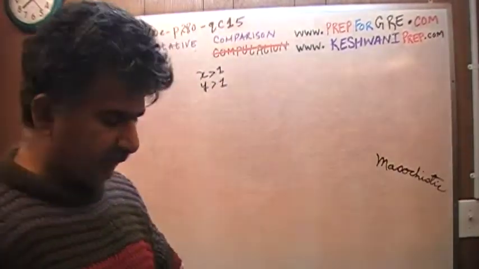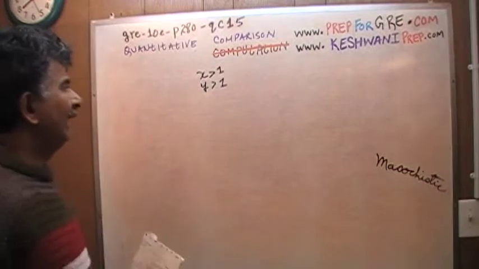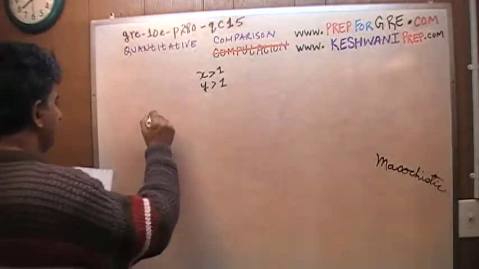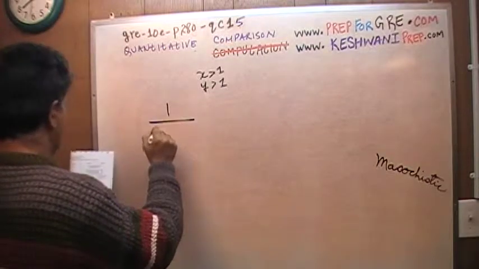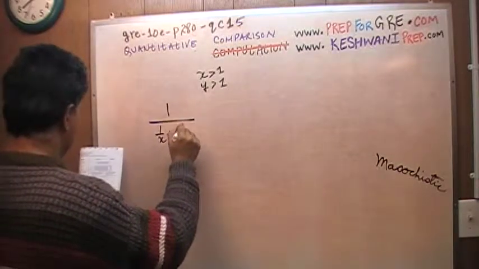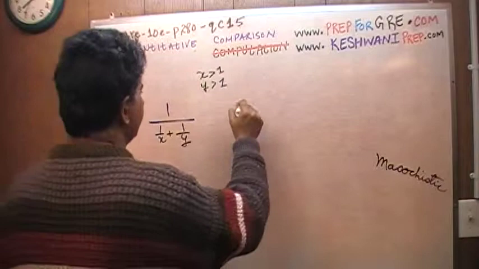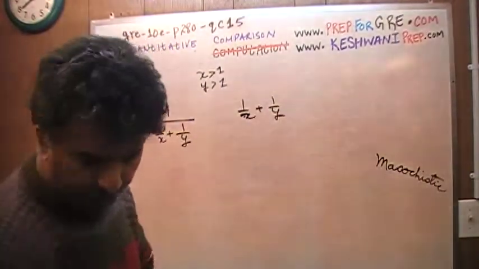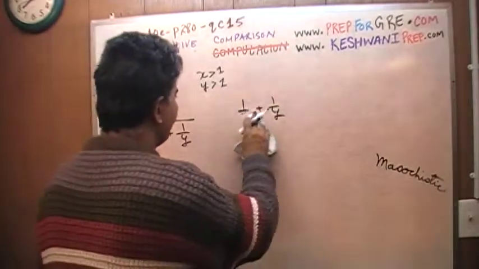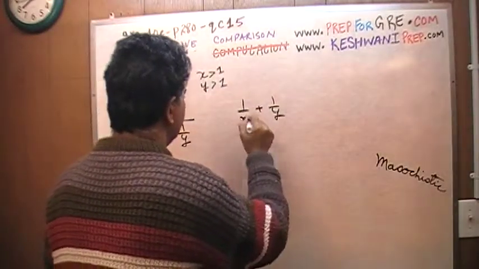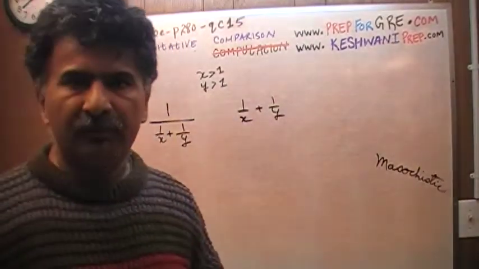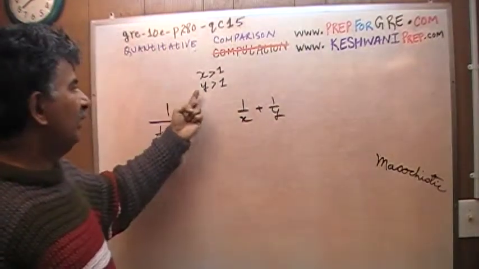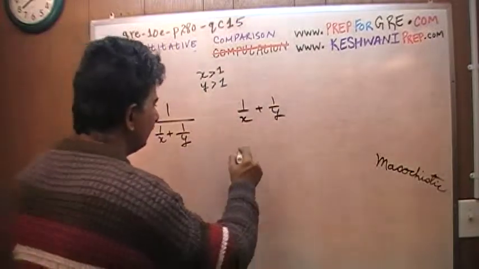Let's do the quick and dirty way first. We're told that x is more than 1 and y is more than 1. And then I'm asked to compare 1 over 1 plus x plus y, and here we have 1 over x plus 1 over y. The easiest and the simplest way to solve this problem is to plug in numbers. Since x has to be more than 1 and y has to be more than 1, I'm going to put in 2 and 3.